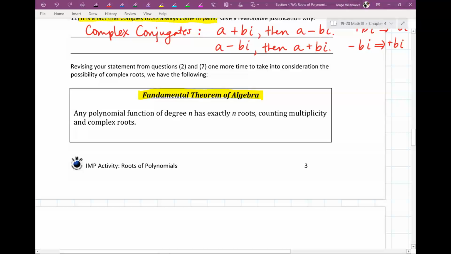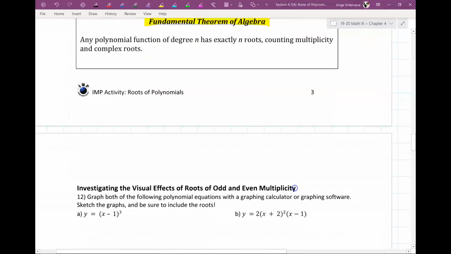So just remember that the degree should equal the number of answers. But the types of answers you get are not necessarily always real numbers. They might be imaginary. They might be repetitive. So let's go over here.